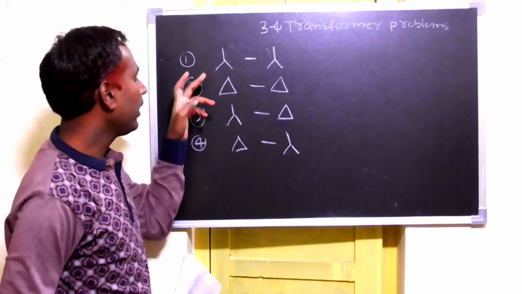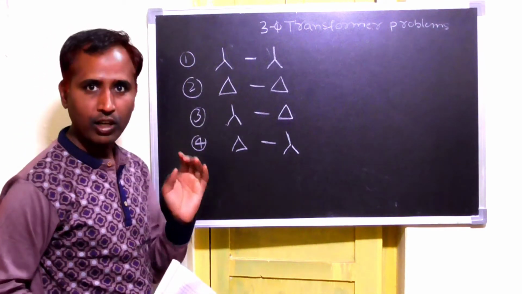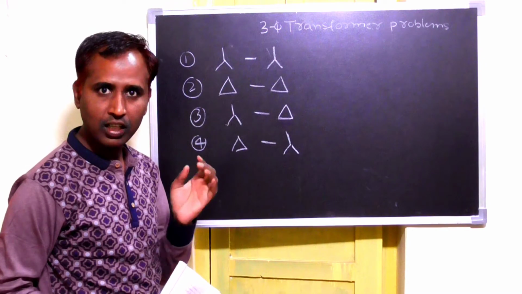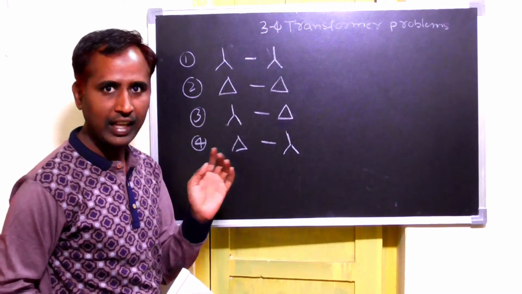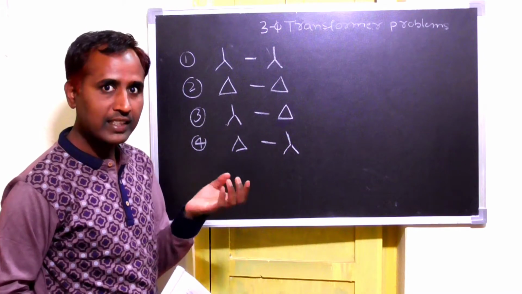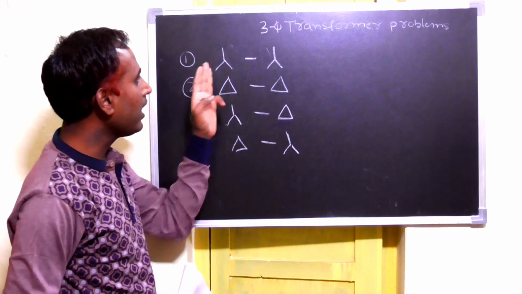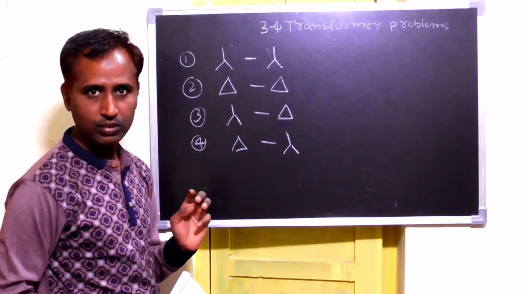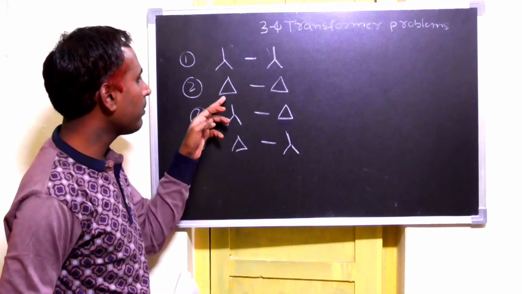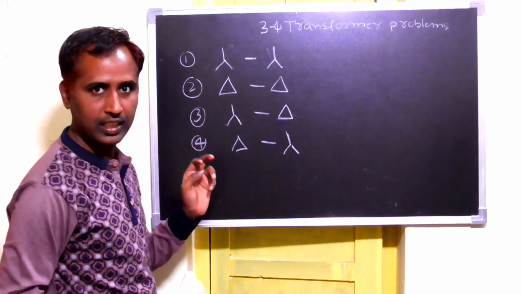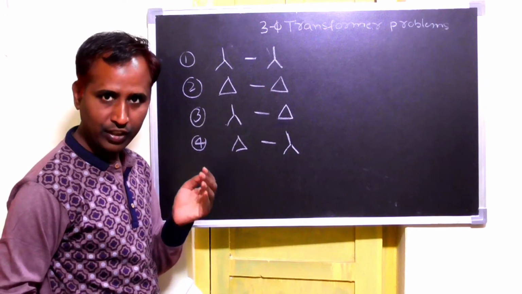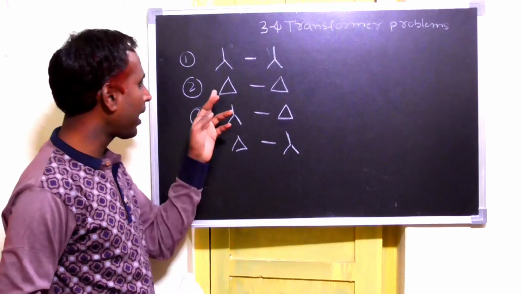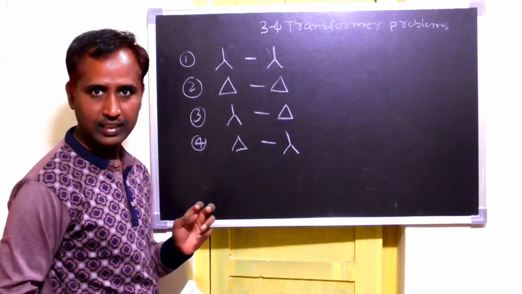In star-star connection, what is the formula to find the phase voltage and the line voltage, on both the input side and the output side? When the transformer has delta-delta connection, what is the formula to find the line voltage and phase voltage in both the primary side and the secondary side?